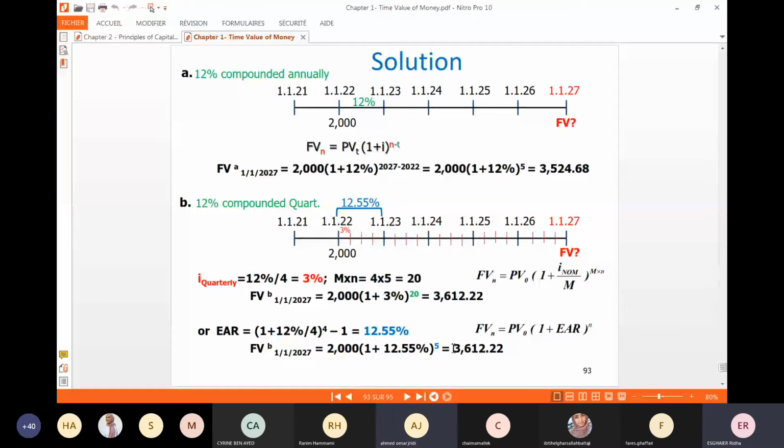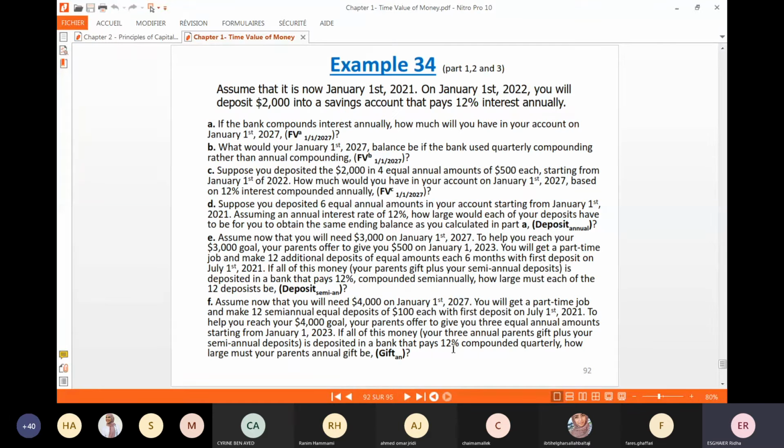Yes. The third question now. We will take the case of annuities now. Suppose you deposited the $2,000 in 4 equal annual amounts of $500 each.